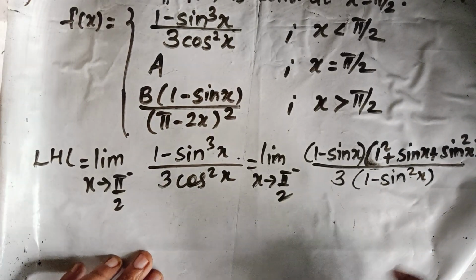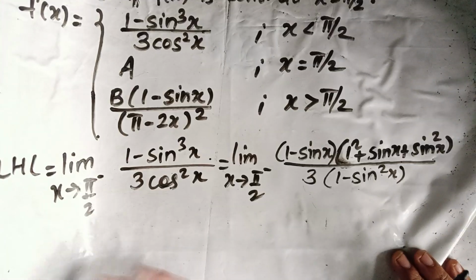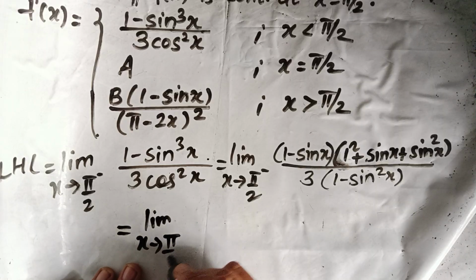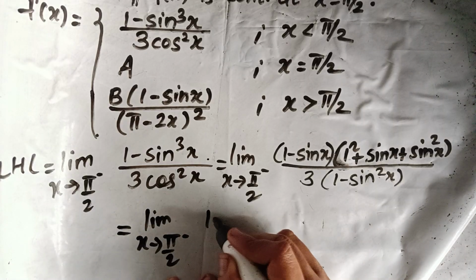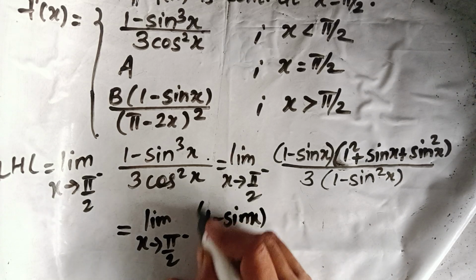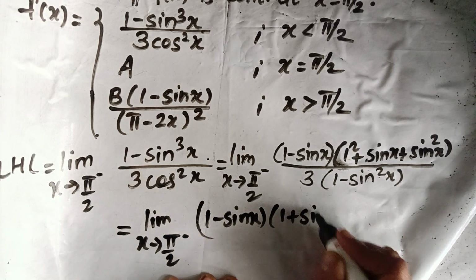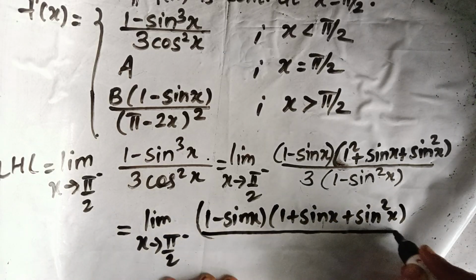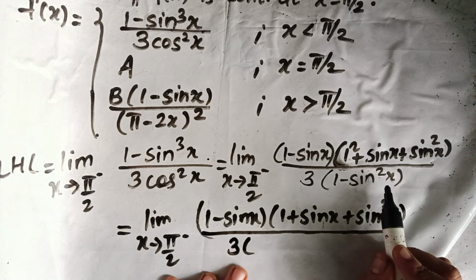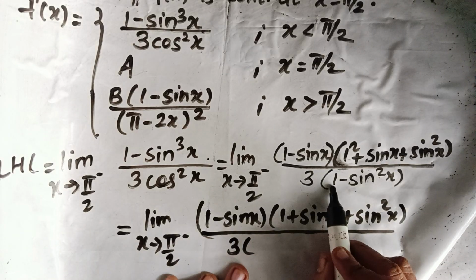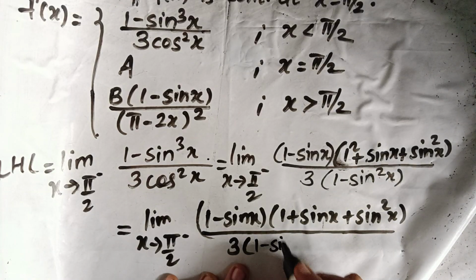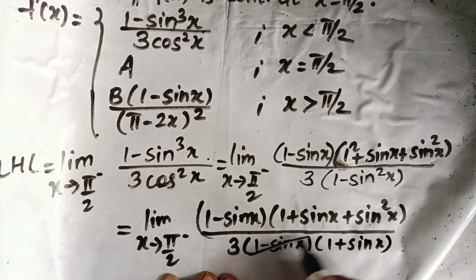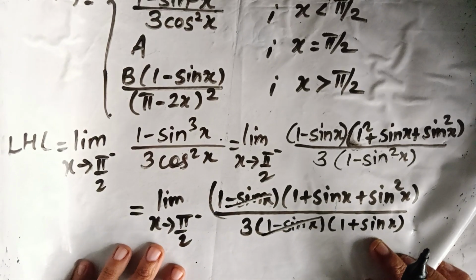Okay. So we can write this limit as x tends to pi by 2 minus of (1 minus sine x) into (1 plus sine x plus sine square x) upon 3 into (1 minus sine square x). You can use the a square minus b square formula. So 1 minus sine x into 1 plus sine x. You can cut this. We'll write 1 plus sine x here.